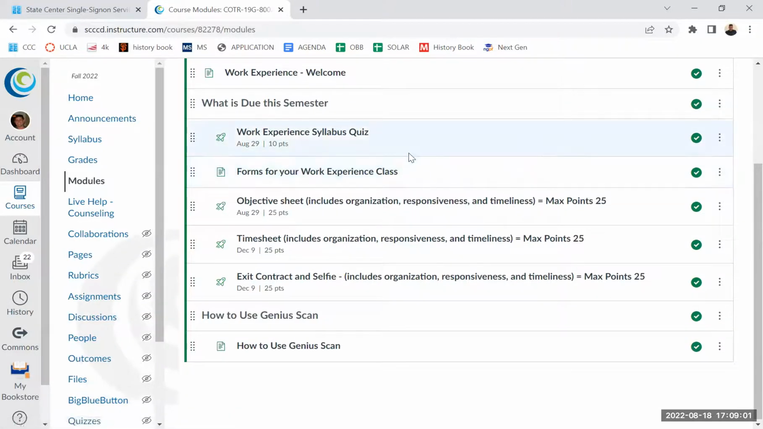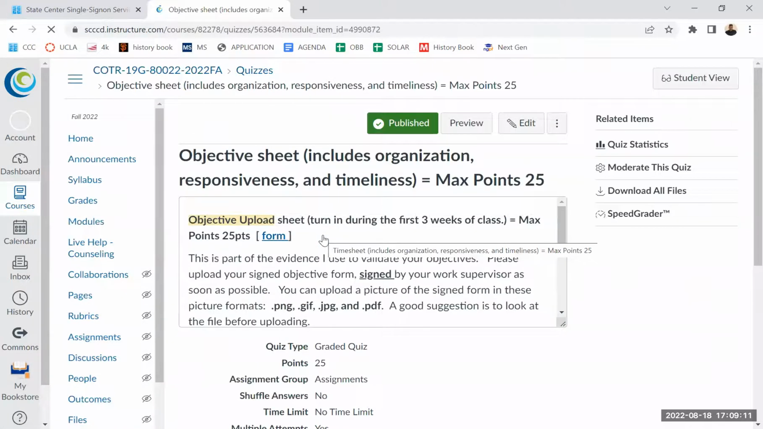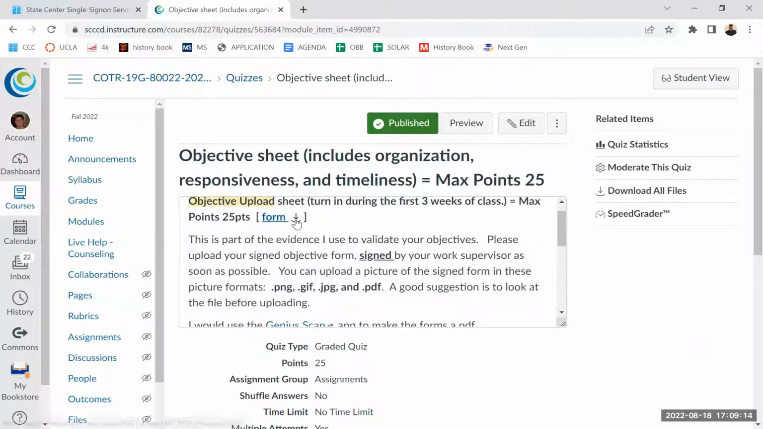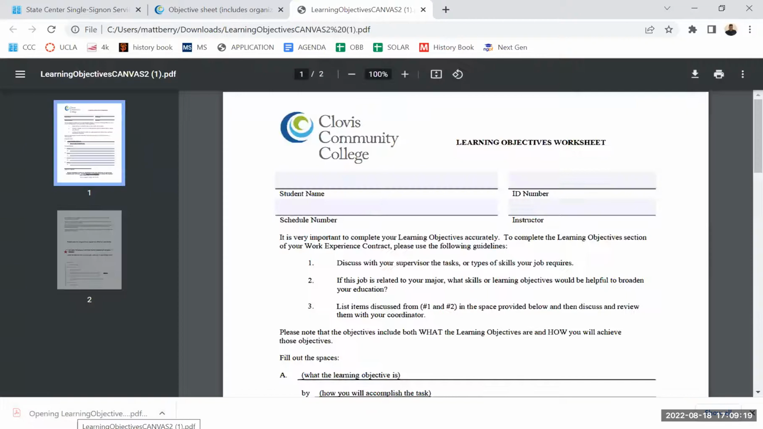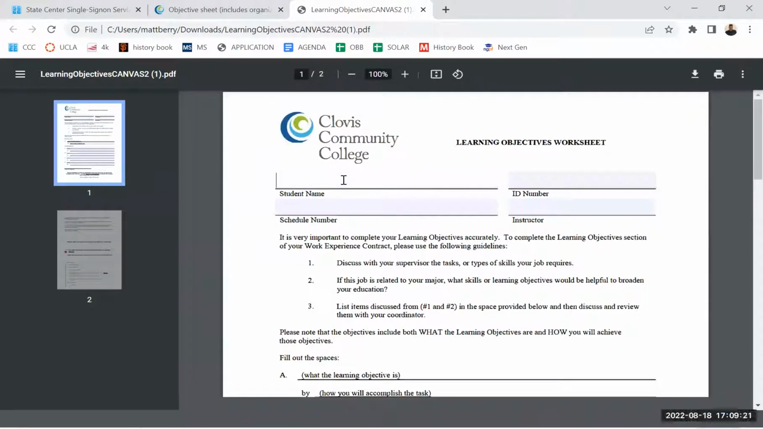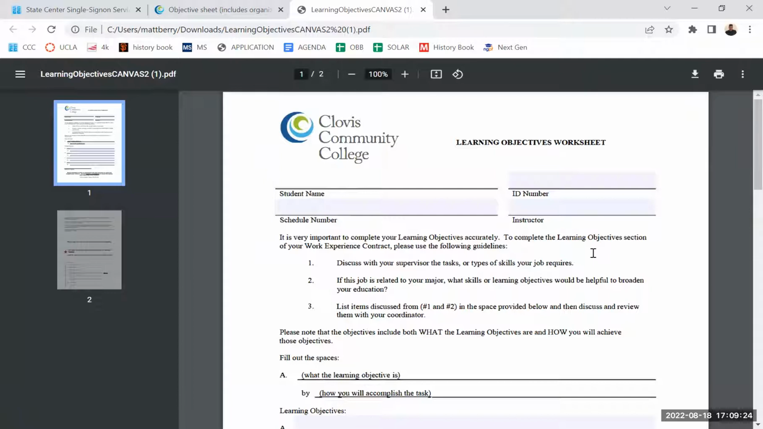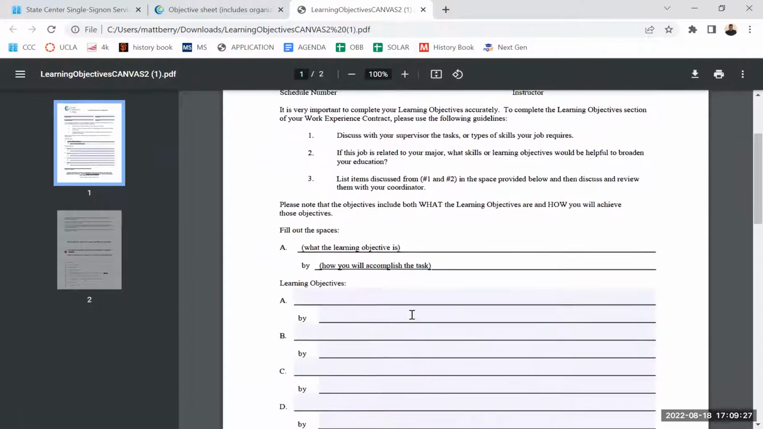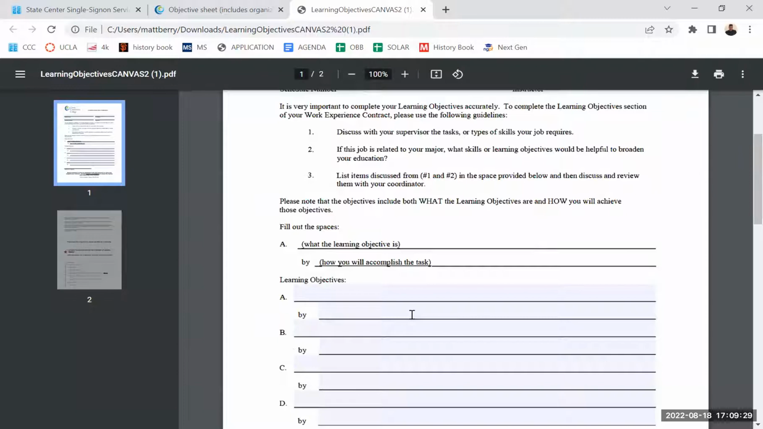The next thing you're going to be working on would be your objective sheet. And you can find that right here under your forms, or you can click on objective sheet. And download the form. And it's going to look like this. This is an editable PDF for you. So you'll fill out the top. And what this objective form is, you are going to come up with objectives that are specific to your job. And you're going to determine how you are going to meet those objectives.